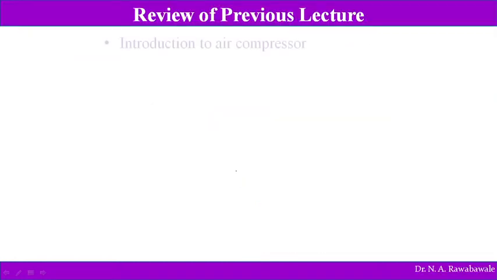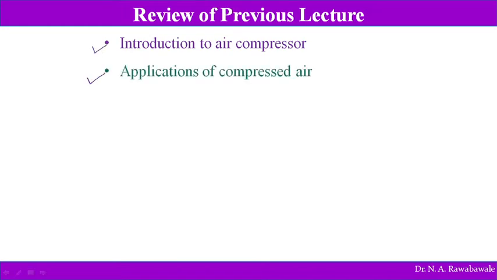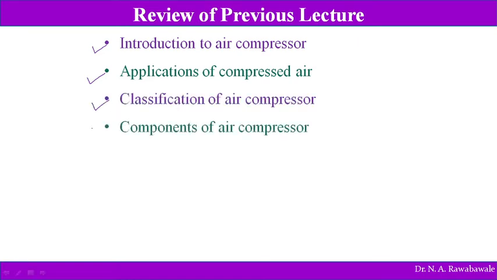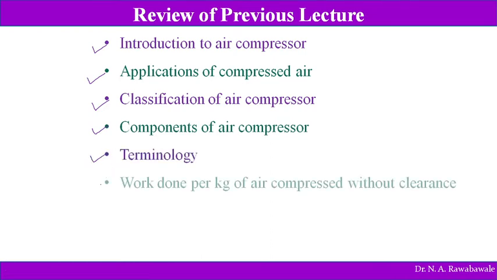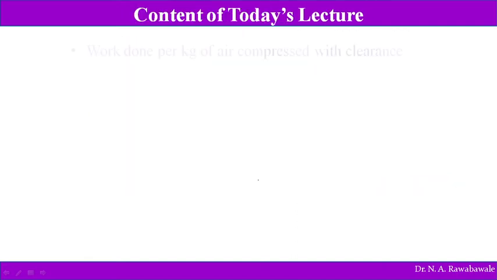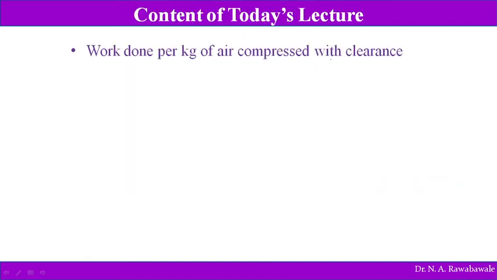So in the previous lecture we discussed the introduction to air compressors, applications of compressed air, classification of air compressors, components of air compressors, terminology, and work done per kg of air compressed without clearance. It was proposed to cover work done per kg of air compressed with clearance and volumetric efficiency, but we could not cover it in the previous lecture. So today we will look at the work done per kg of air compressed with clearance.